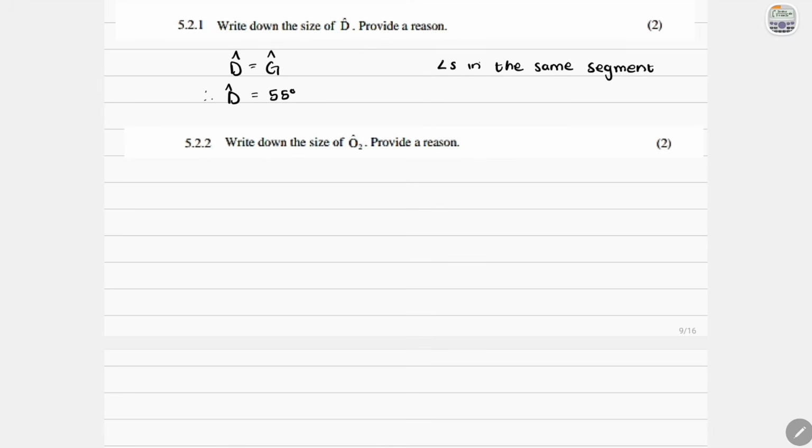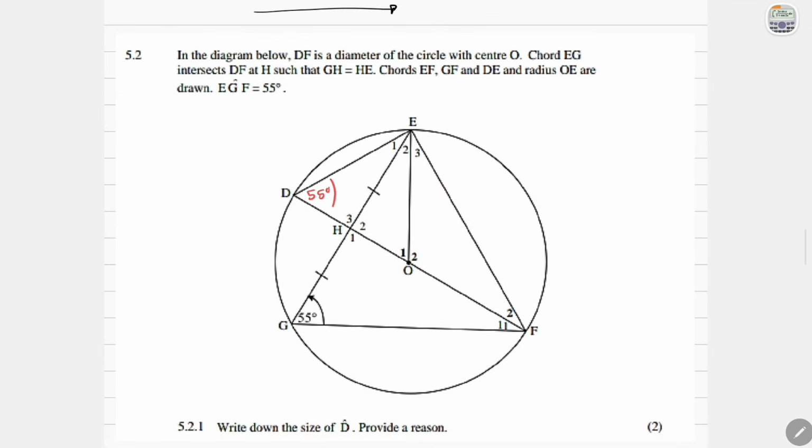Question 5.2.2 says, write down the size of angle O2 and provide a reason. Okay, so angle O2 is here at the center. So think about theorems that concern angles at the center. We know that the angle at the center is twice the size of the angle at the circumference as long as they are subtended by the same chord or arc. Okay, so chord EF subtends these two angles, this at the center and that at the circumference. So that means this is twice the size of that, meaning that's 55, that is 110 degrees.